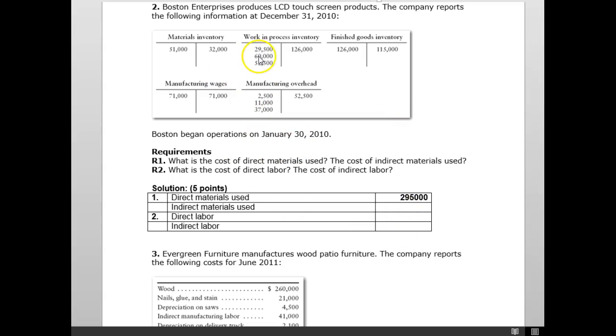So now, if you subtract that from the 32,000 they took out at that time, you'll find that it's 2,500, which was actually debited down in the manufacturing overhead, which would have been the indirect materials being used on that.